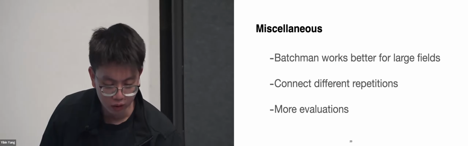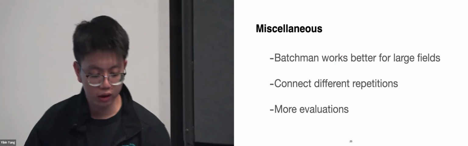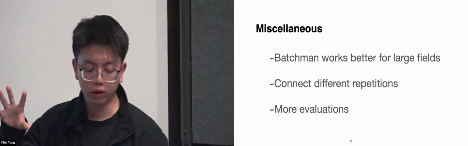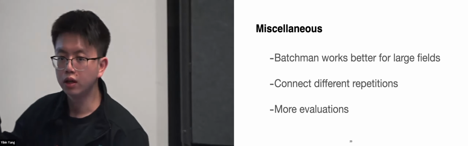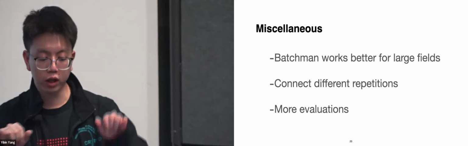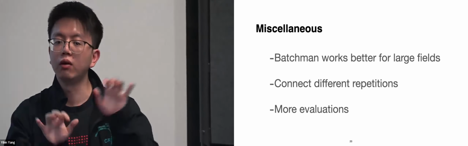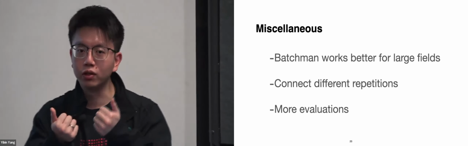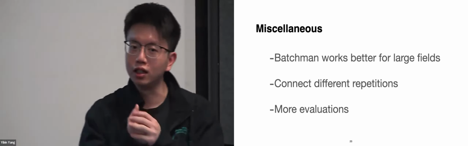There are some details I won't be able to cover in today's talk, but I want to mention them. The first is that this Batchman protocol works better for large fields. You can check our paper to see why this is true. Also, you need to design some mechanism to connect different repetitions. Otherwise, this proof is trivial. It's not surprising that you can prove R repetitions of the same statement multiple times. You need to somehow combine these. For example, in the execution, the output of the first repetition is the input of the second repetition. You can see the paper for more evaluations.